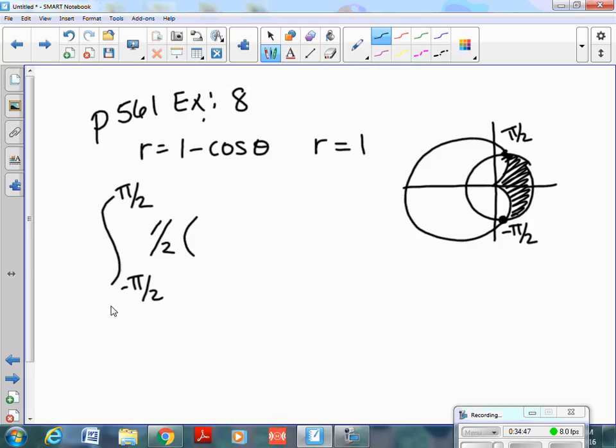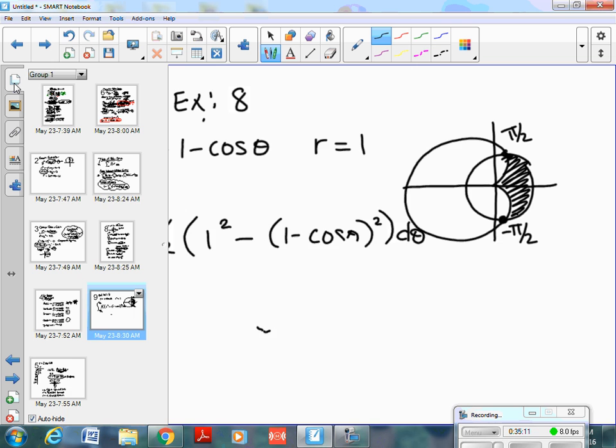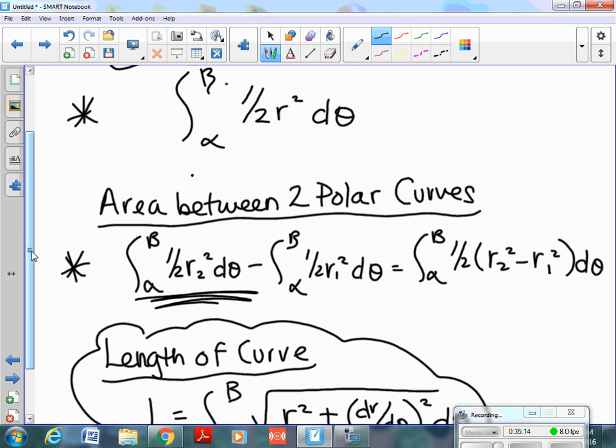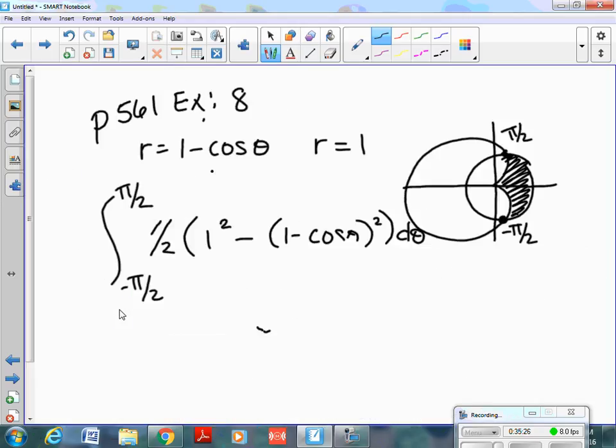and we're going to do R2 first, and the R2 is R equals 1. So we're going to take 1 and square it, minus 1 minus cosine theta and square it, d theta. Where did I get this from? Again, I got it from here. You take each one and you're squaring them and subtracting it. Instead, I wrote it like this. So I took the first one, my 1, and I squared it, and then I took R1 and I squared it. And then they simplified it.